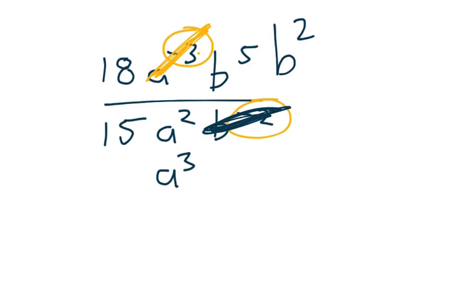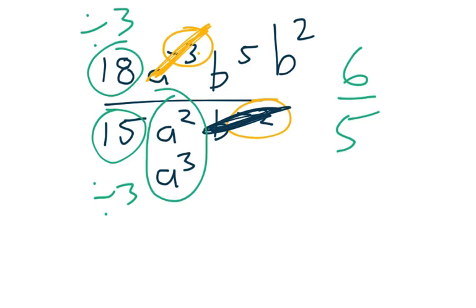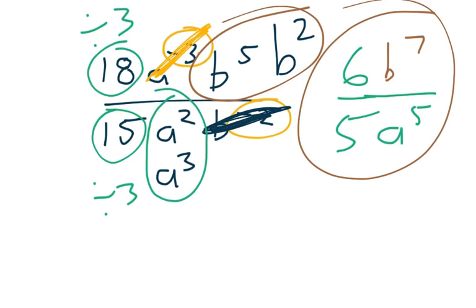So now let's just see what we got here. 18 and 15, I'm going to divide by 3. And I'm going to get 6/5. Notice in the denominator here, guys, I have a^2 times the a^3. Well, with times we add. 2 plus 3 is a^5. In the numerator, the only thing left is b^5 and b^2. So again, by multiplying, I add. 5 plus 2 is b^7. And that right there, guys, is my answer. 6b^7 divided by 5a^5. Pause the video one more time.